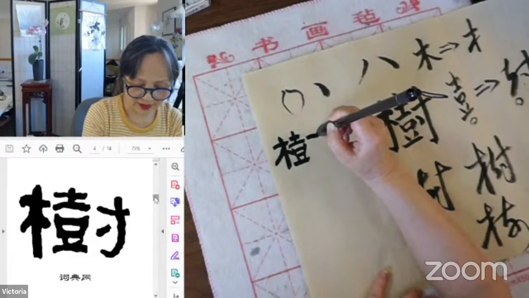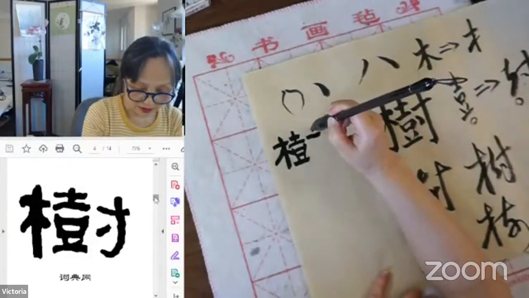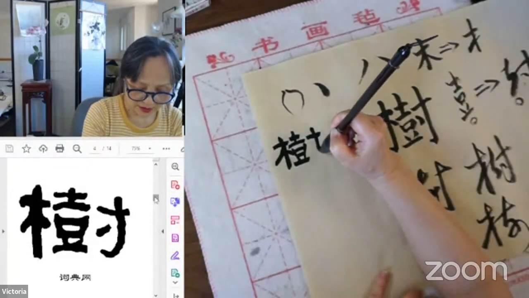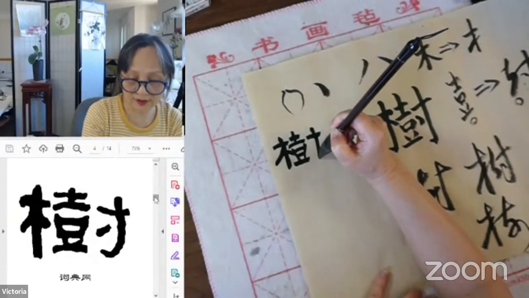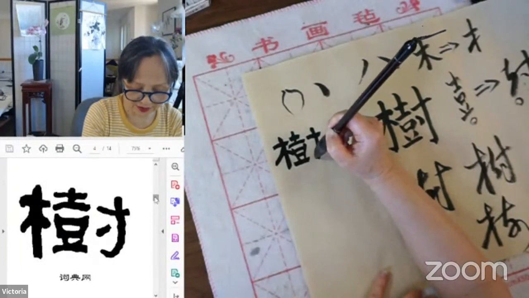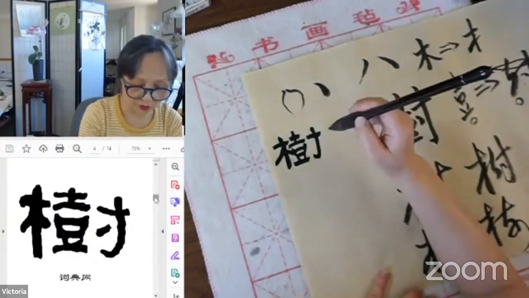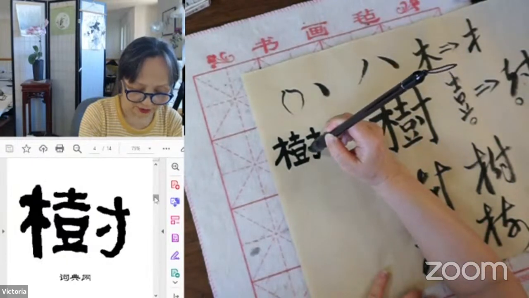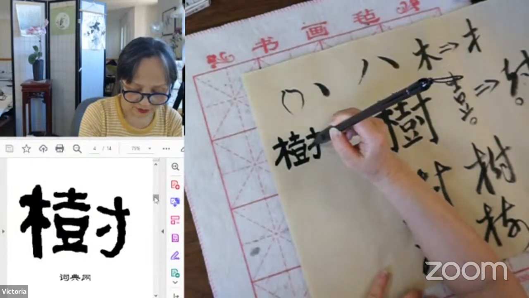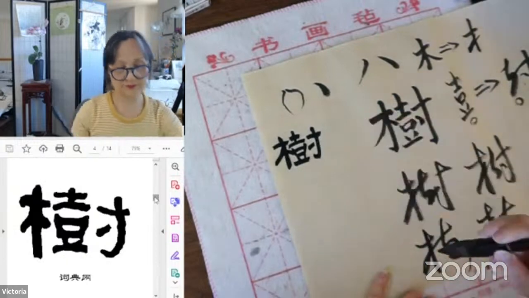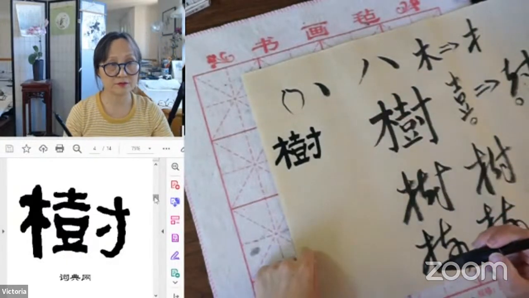Because it's carving, go slower. And the hook, do not stretch that fast. Go very slow. You are carving on a hard surface; you cannot sweep it. It won't show the raindrop. That's the clerical style.